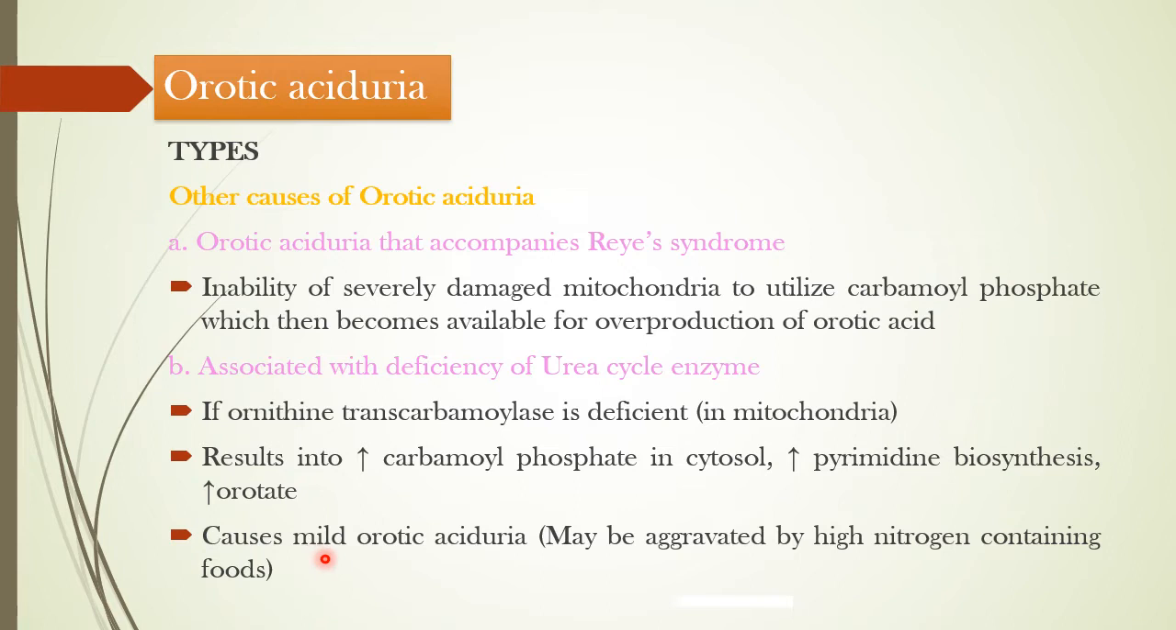But this mild orotic aciduria can be transformed into severe orotic aciduria if the patient is consuming high nitrogen containing food items, because high nitrogen containing foods may result in substrate production for the urea cycle, and if there is no urea cycle happening, it may result in more production of carbamoyl phosphate in the cytosol, ultimately causing orotic acid.